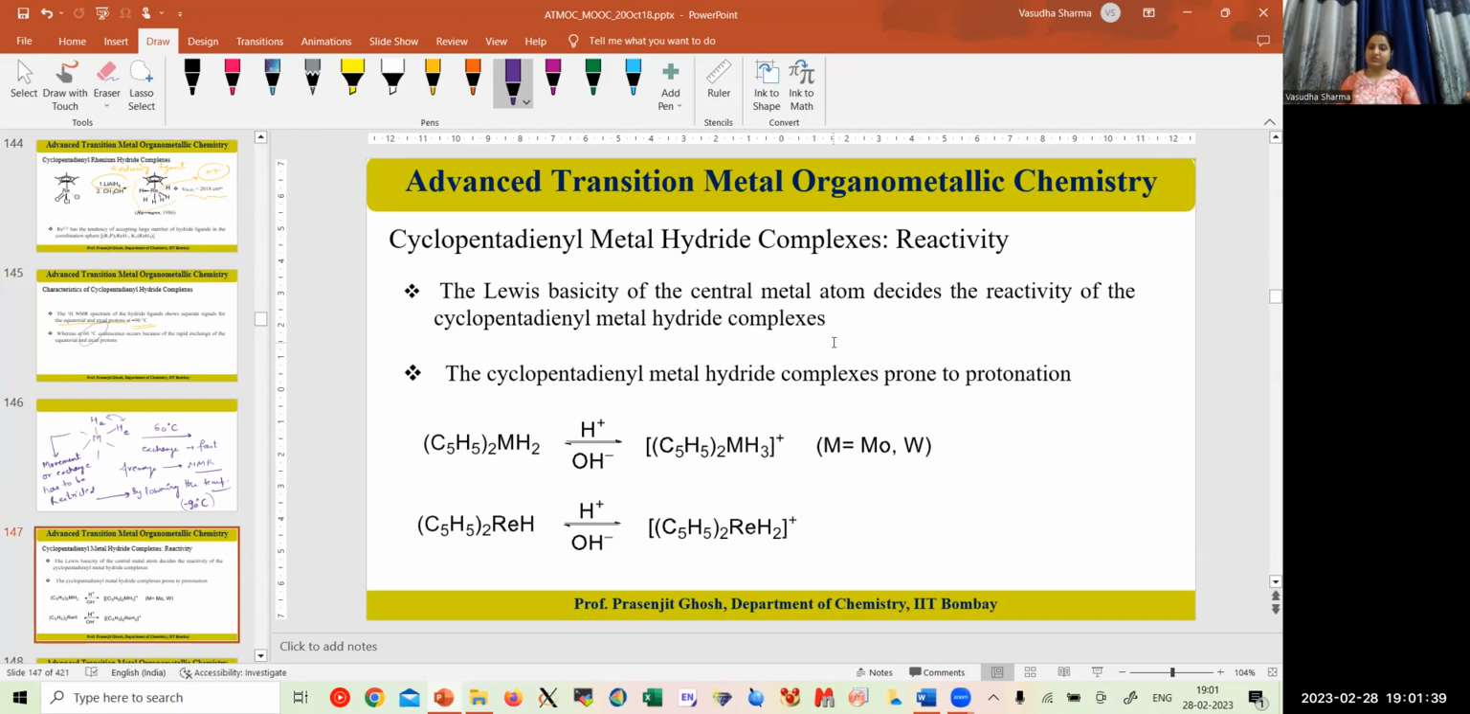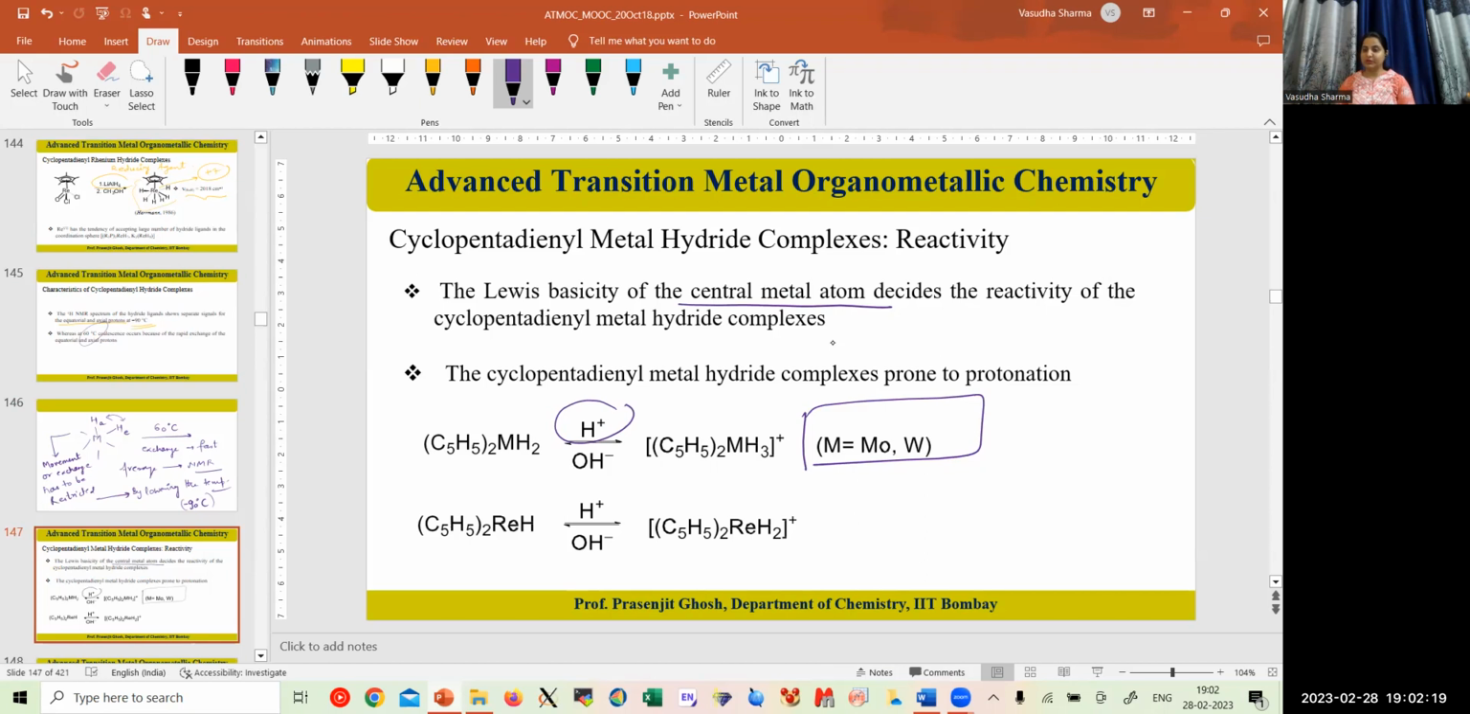So now coming back to the reactivity, we have seen the preparation, we have talked about its properties. The last factor is what is the reactivity of cyclopentadienyl metal hydride complexes. So Lewis basicity of the central metal atom decides the reactivity of Cp metal hydride complexes. So depending upon what kind of negative charge is on the metal, that will lead to certain reactivity. For example, here, this is (C5H5)2MH2. So in presence of H+, these Cp metal hydrides tend to get protonated very easily because of their negative charge. So they will take up the H+ and the positive charge will come out.